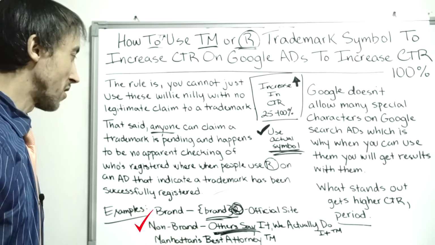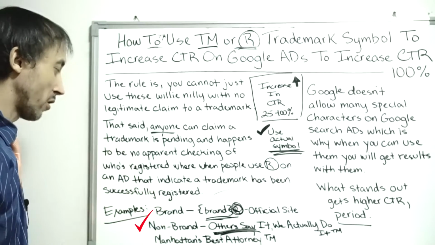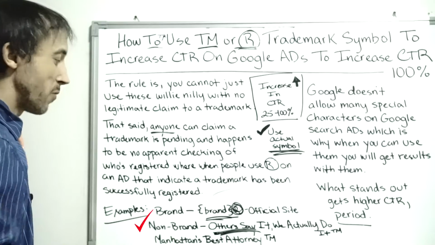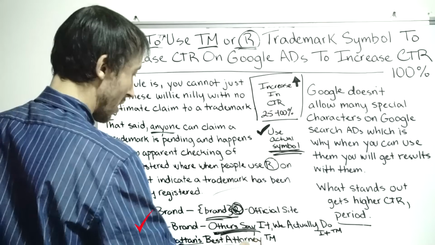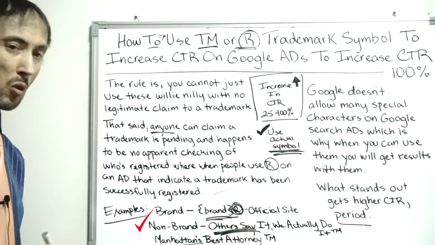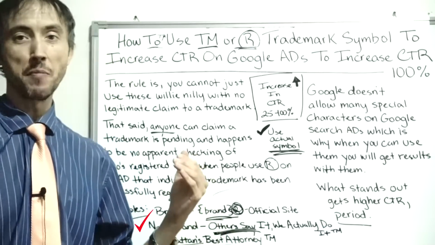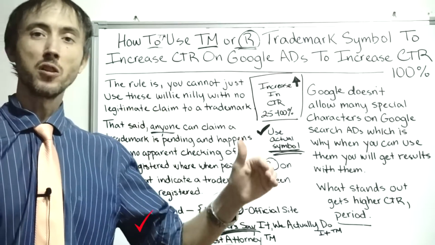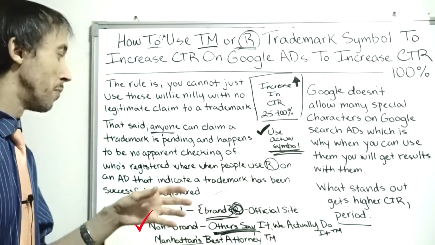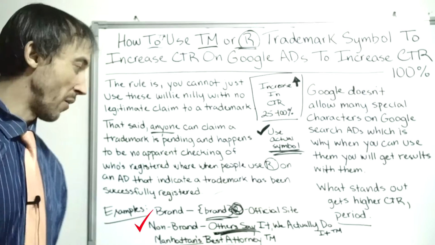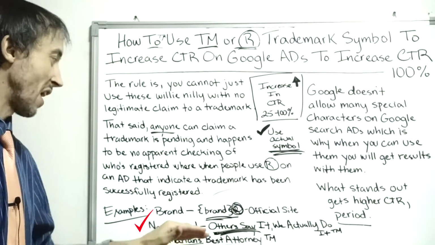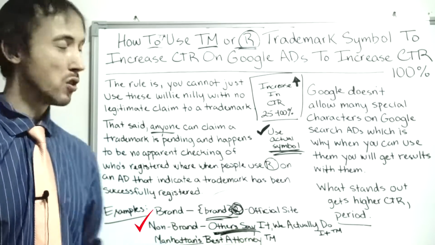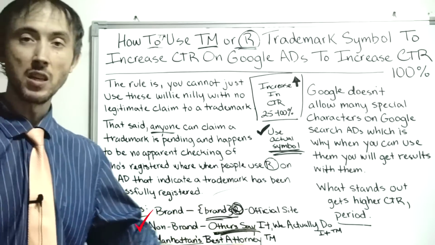Another way you can do this to get an increase in click-through rate is we've done stuff where for an attorney we would say "Manhattan's best attorney TM," which works great for people typing in divorce attorney Manhattan, but it really works well when somebody types in best divorce attorneys Manhattan, and we have something that says "Manhattan's best attorney TM." So you could tweak this depending on what keyword it is.